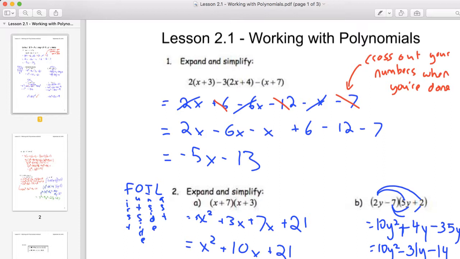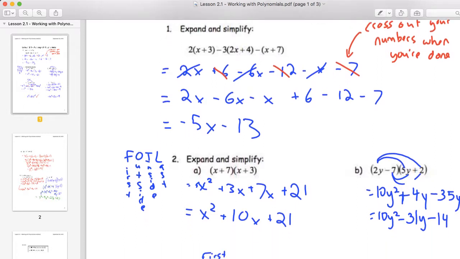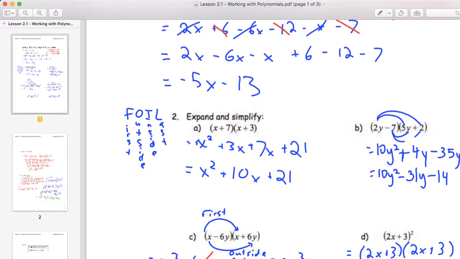So now I'm left with 2x minus 6x minus x. And 2 minus 6 is minus 4, minus another x is negative 5. So I have negative 5x, and I write that down. And then I have 6 minus 12 minus 7. Well, 6 minus 12 is negative 6. Negative 6 minus 7 is minus 13. So my final answer is negative 5x minus 13.